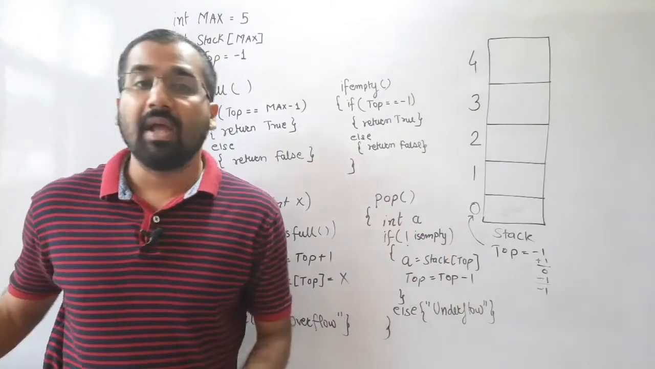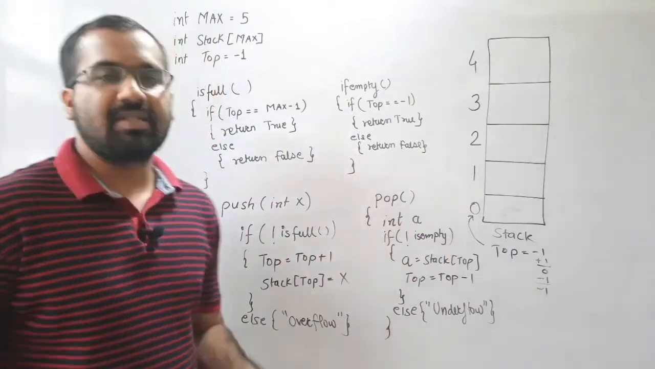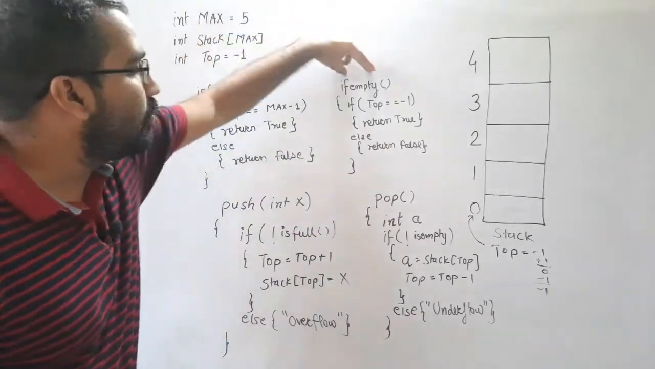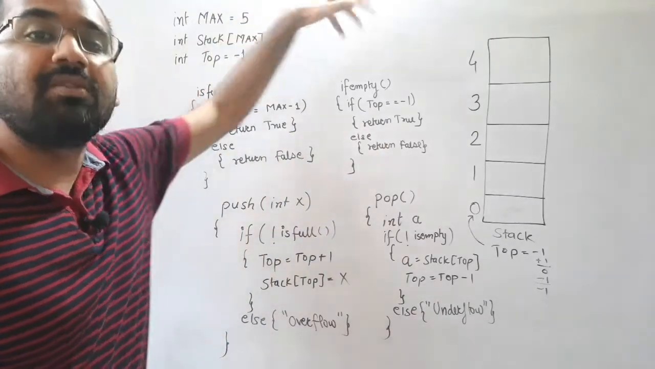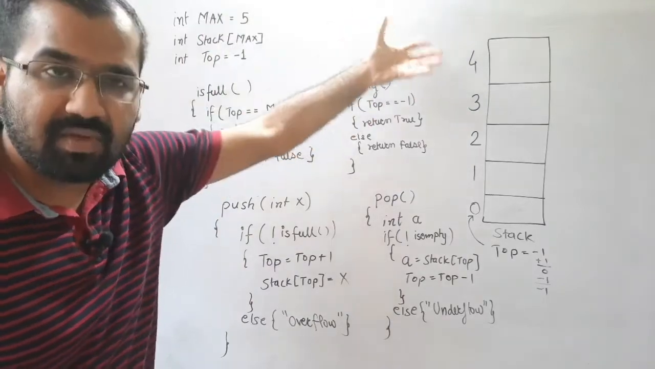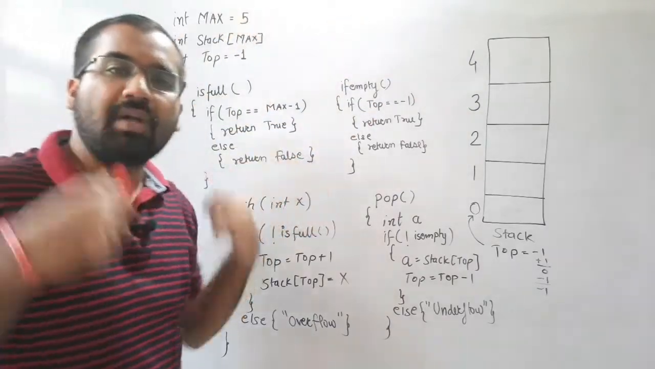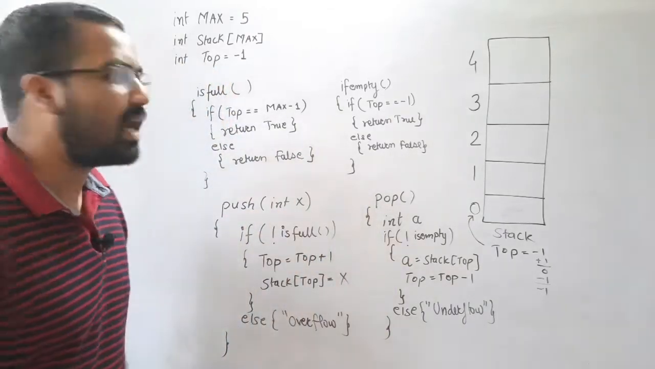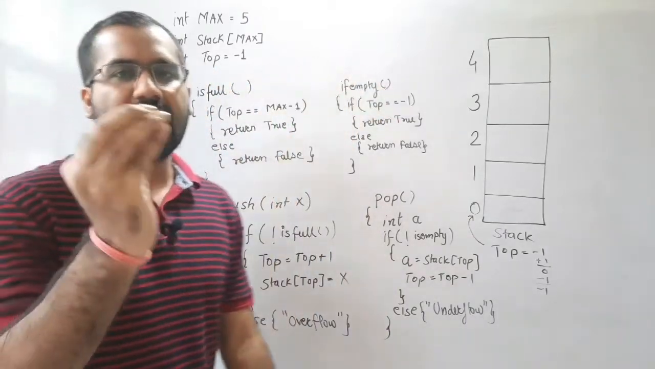Simple as that. These are the basic terms that we have now understood. And these are the two basic prerequisite things we need to understand before actually moving to the push and pop operations. And what are they? isFull and isEmpty. That's the simple thing.